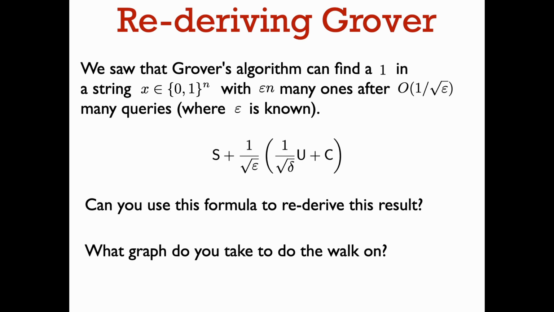We have seen there are many ways in which a quantum walk is modeled on Grover's algorithm. Can we use a quantum walk to rederive Grover's result? Definitely. I saved this as a puzzle for you. The main thing to think about is what graph should you do the walk on in order to rederive Grover's result.